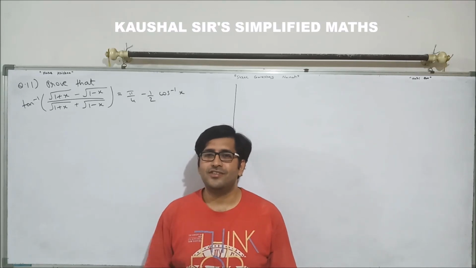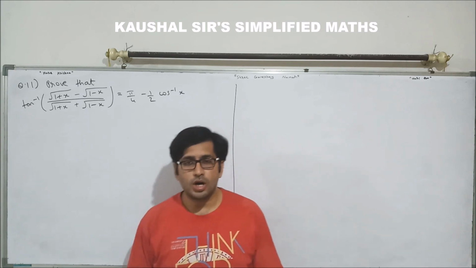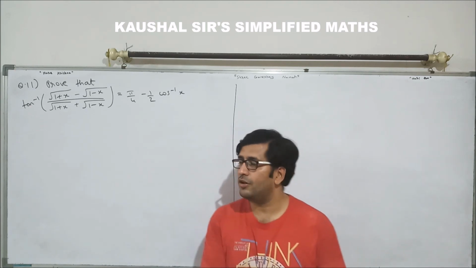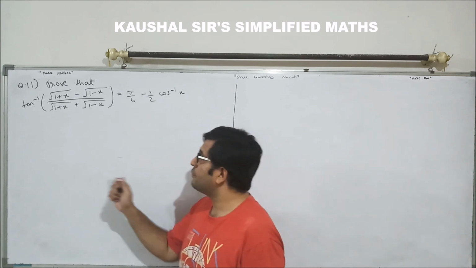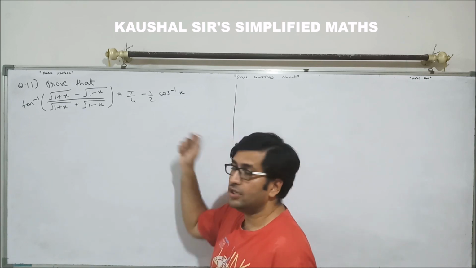Hello students, in today's lecture we are completing the miscellaneous exercise from question number 11 onwards. Also students, we are completing the chapter inverse trigonometric function. So let's roll. Now in question number 11 you want to prove that tan inverse of the full bracket is equal to pi by 4 minus half cos inverse of x.